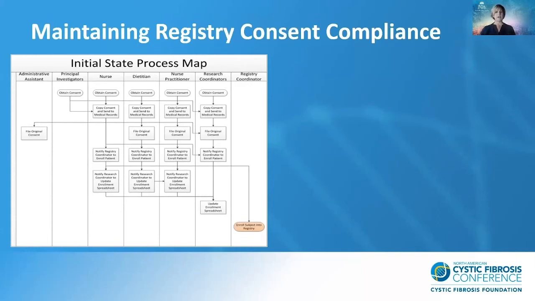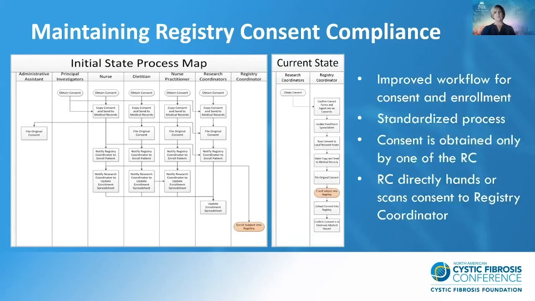This map here shows what happened before our project, where it was all over the place who was approaching the patient, getting consent, and handing it off. And so we had lots of errors there. What we did that year was really streamline this process. Consent is only obtained by a member of the research team, and it's handed directly to the registry coordinator to validate signatures and make sure everything is compliant before the patient is enrolled in the registry.